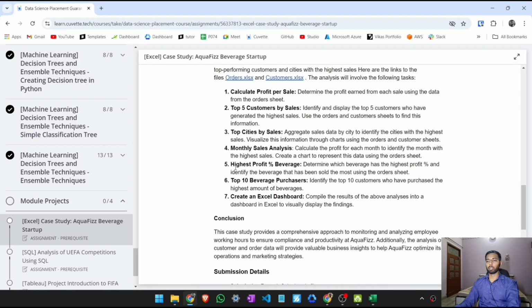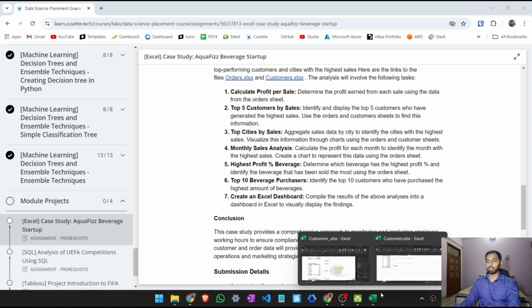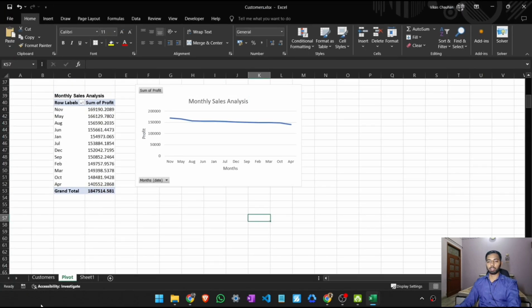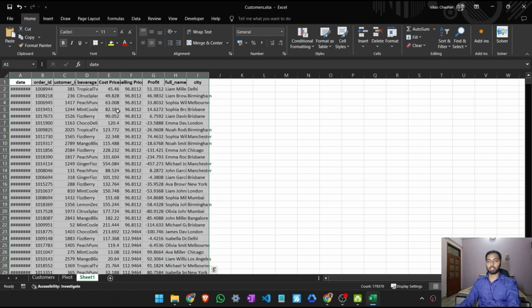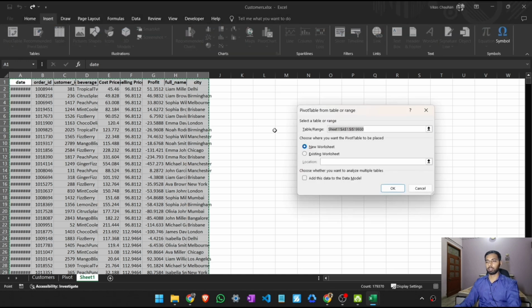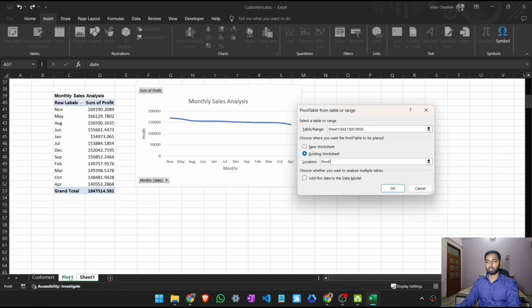Now we have to calculate the highest profit percent beverage. Determine which beverage has the highest profit percent and identify the beverage that has been sold the most using the order sheet. Okay, again I will create a pivot table, and we already selected the table range and we set the location to here.